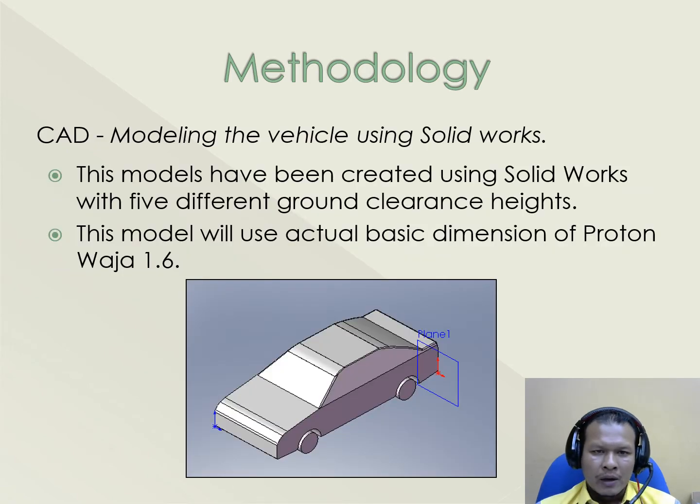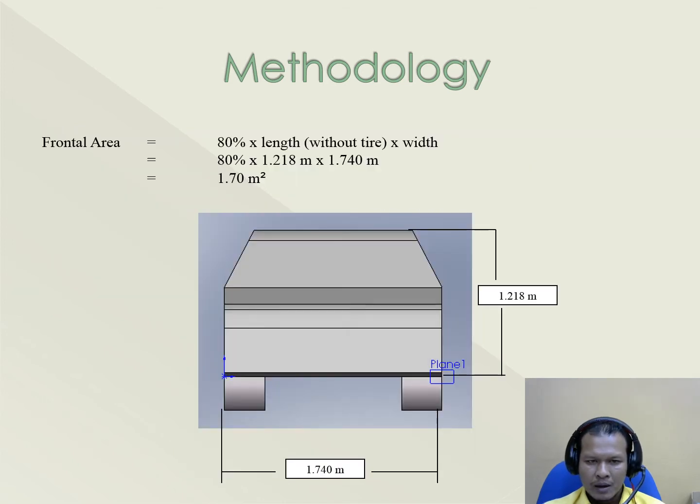Okay, in designing the model, we use SolidWorks to draw the model. We drew 5 different ground clearance heights, and the model uses the actual basic dimension of Proton Waja 1.6. We based it on the Proton Waja dimension. This is a continuation of our methodology.